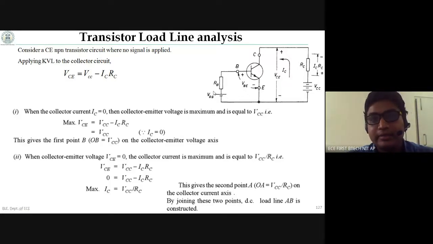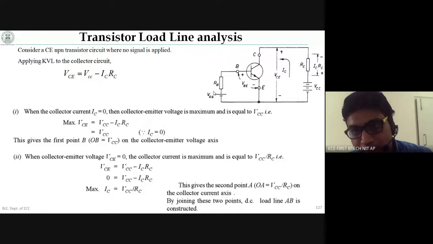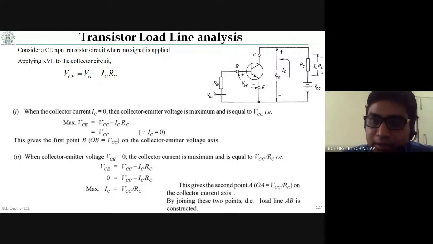Let's say in the midterm exam, if I give some supply voltage VBB, you should know that VBB is the input voltage to the base-emitter circuit. And if I write VCC in the question, you should know that this is the biasing voltage to the collector circuit. So please note this one.